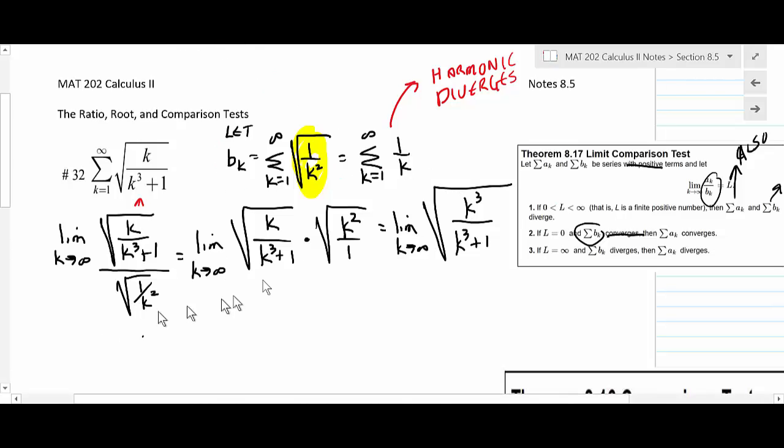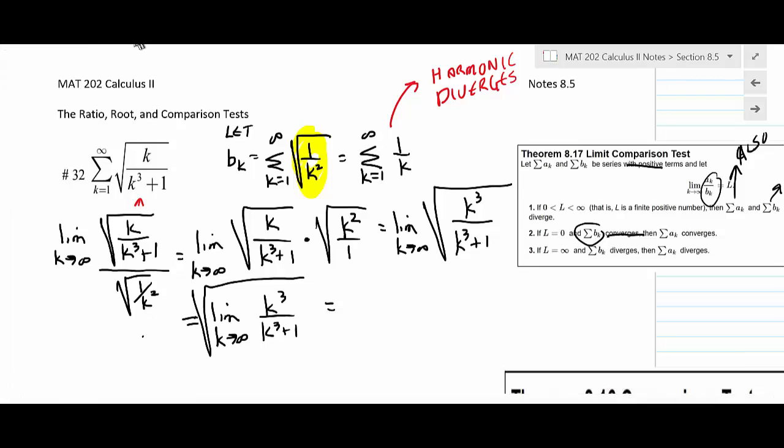What we're going to have on this then, and you have a theorem that says if you have a limit of a radical, you can really write this like this. By one of your limit theorems, you can say the limit as k goes to infinity of k cubed over k cubed plus 1, and then the square root over the whole thing. That's a basic limit theorem that you can do.